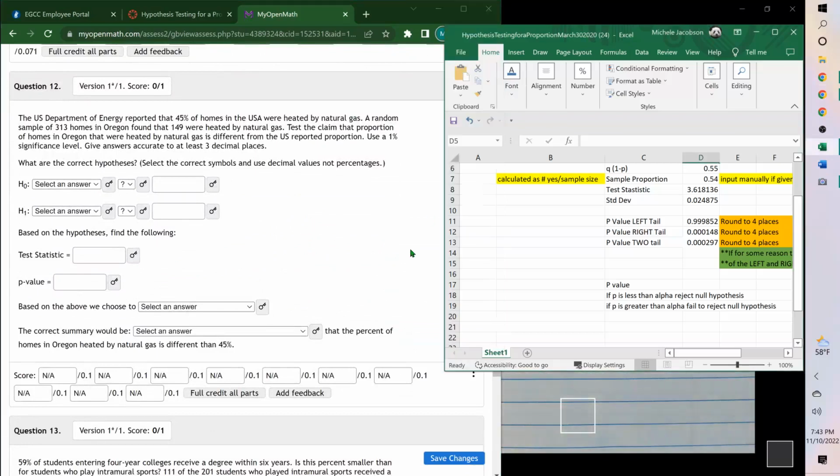Okay, so number 12. The U.S. Department of Energy reported that 45% of homes in the U.S. were heated by natural gas. A random sample of 313 homes in Oregon found 149 were heated in natural gas. Test the claim that the proportion of homes that were heated in natural gas is different from 45%. So notice this one didn't say more than or less than, it said different from.